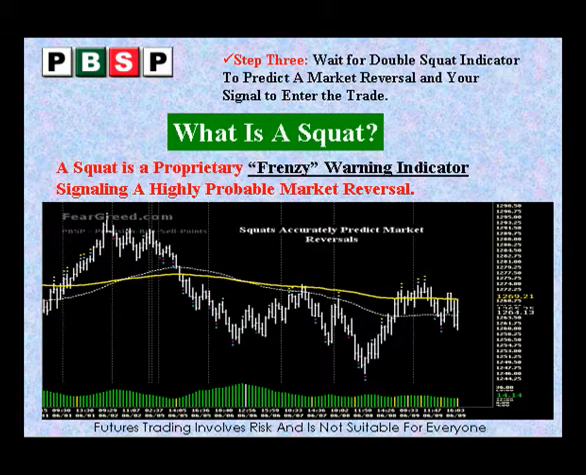And also we must take into account that we need a double squat also. Now what is a squat? A squat is a proprietary frenzy warning indicator signaling a highly probable market reversal. Now on this chart you can see the double dots above and below the bars, and these are areas of probable market reversals. You can see sometimes they'll get the very top or the very bottom of different market swings here.